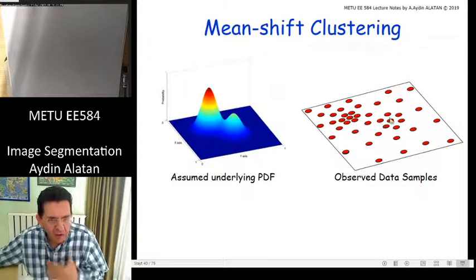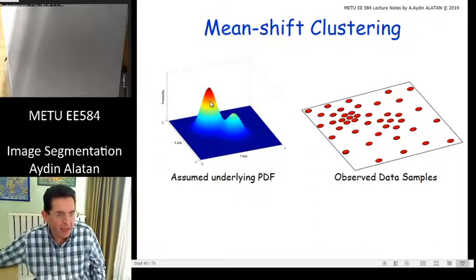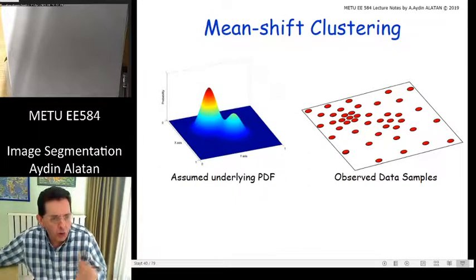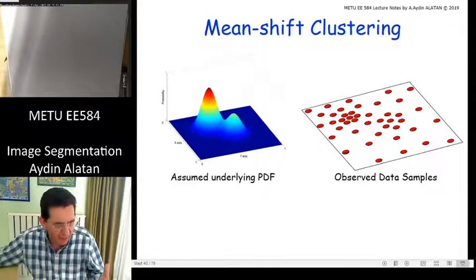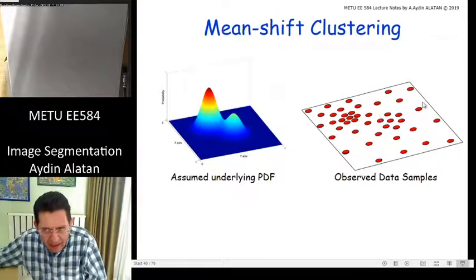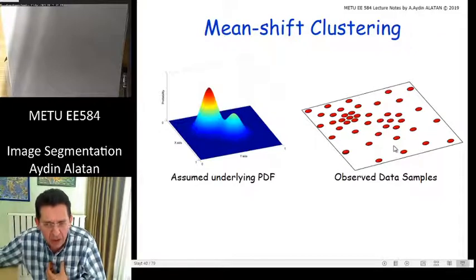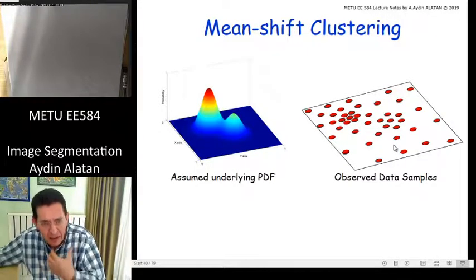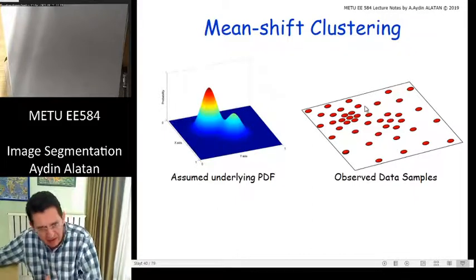In real life, we observe samples. From the observed samples, we will try to find the PDF. Why should I find the PDF? What is the relation to segmentation, clustering? There are these data, these samples are sitting here. What could be the reason that I'm going to estimate a PDF, and that PDF will tell me the clusters?